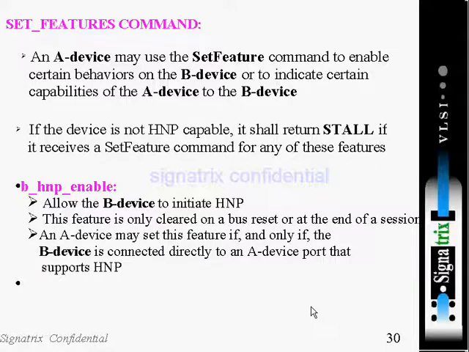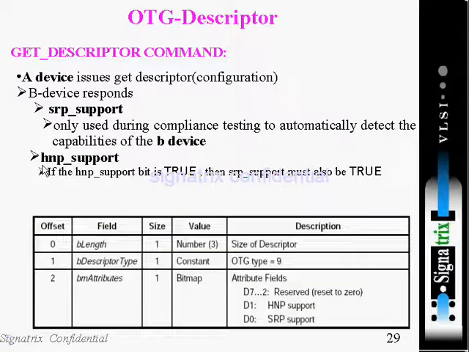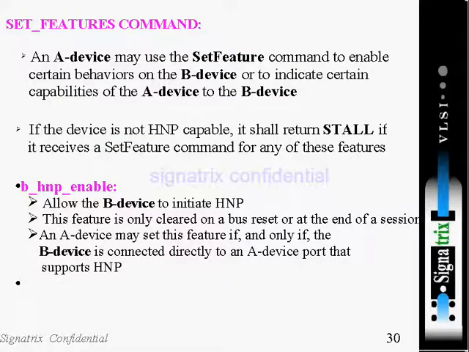So if the device is not HNP capable, it shall return stall. Stall is the operation which will stall. These things will come in USB. Since it's not HNP capable, it shall return stall. It is the device that returns stall.